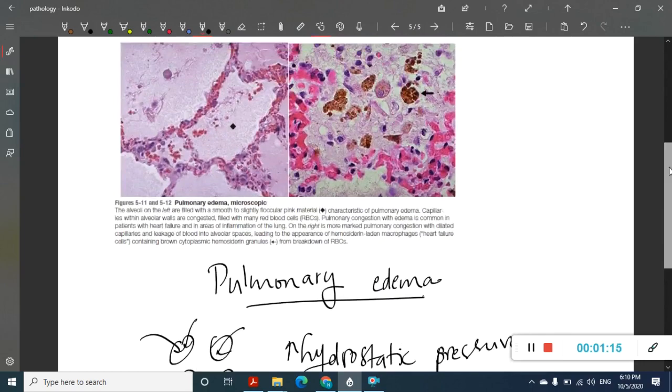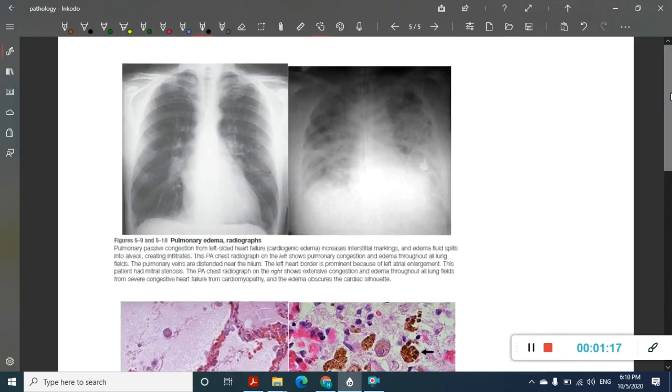So let me show you the pictures of it so that it becomes easier. This is the picture of pulmonary edema. First picture, if you see here, this is the picture of cardiogenic edema, showing left heart failure, and there is increased interstitial markings.